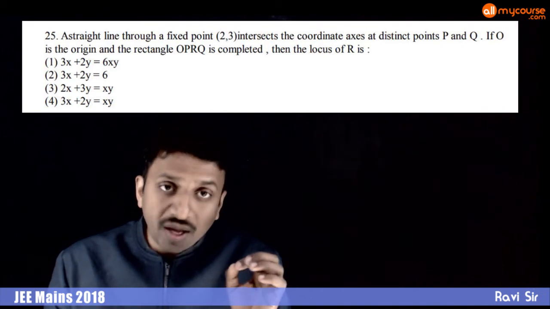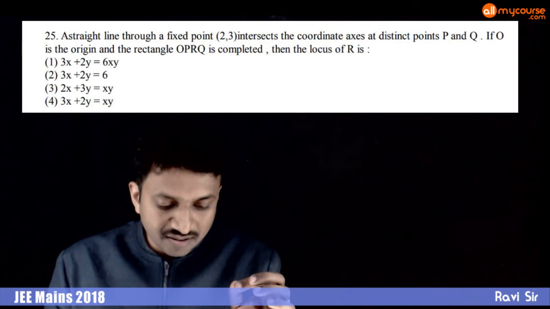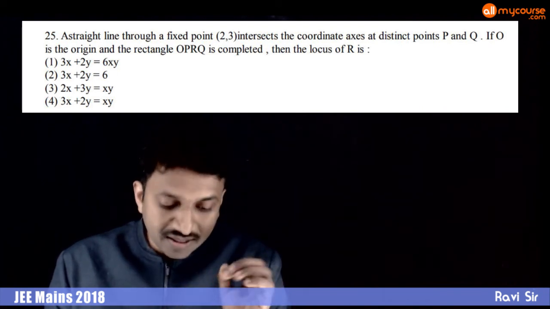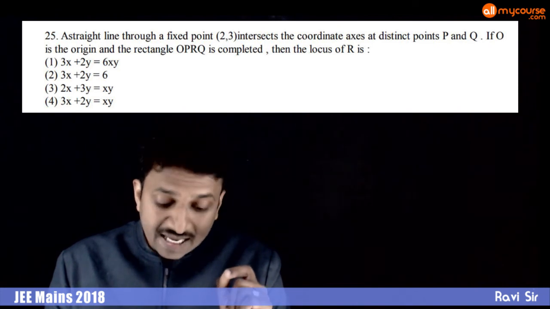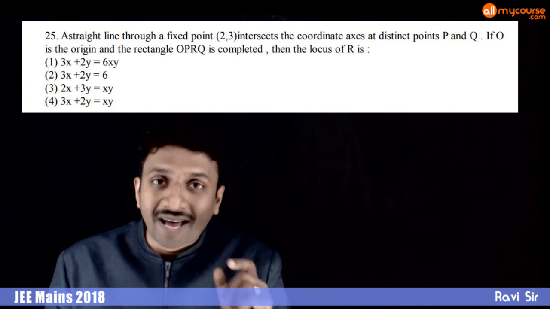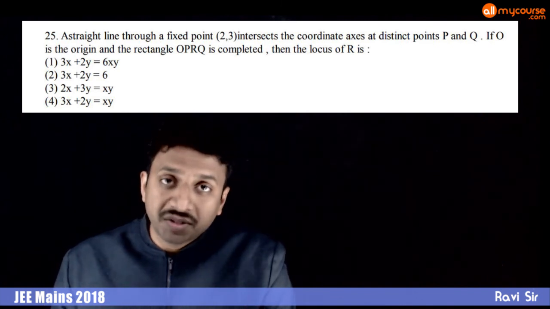Question number 25. A straight line through a fixed point (2, 3) intersects the coordinate axes at distinct points P and Q. If O is the origin and rectangle OPRQ is completed, then what is the locus of R? This is also a very straightforward question on loci.